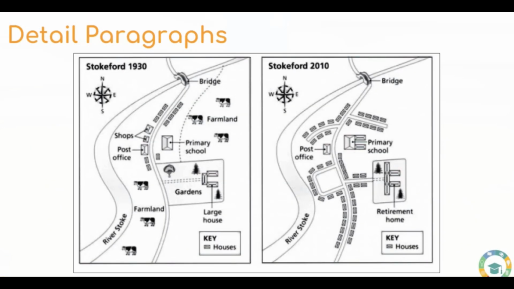Here is example 2, and we're going to be looking at the body or detailed paragraph for this map here. It might be good practice for you to look at this map and ask yourself the 4 key questions from the last lesson. I can see the map is comparing the key features of a town called Stopeford in the year 1930 and 2010. Let's take a look at the detailed paragraph I wrote for this piece of visual information.